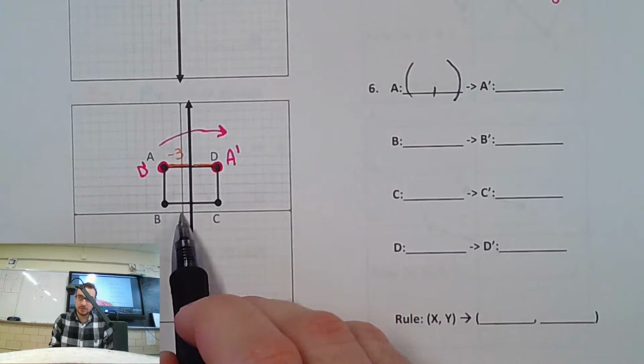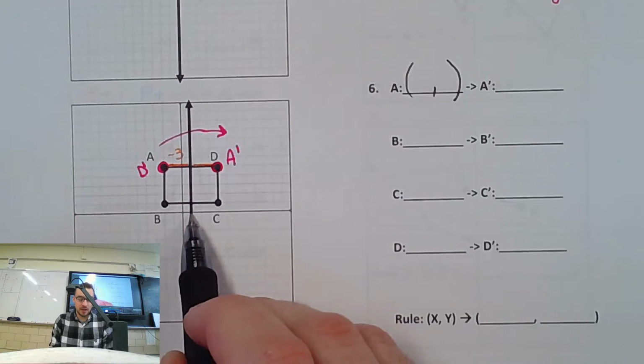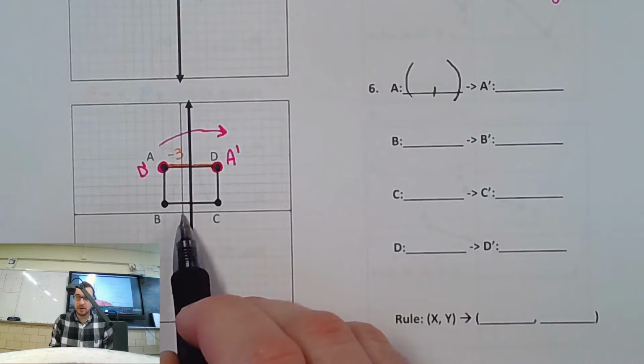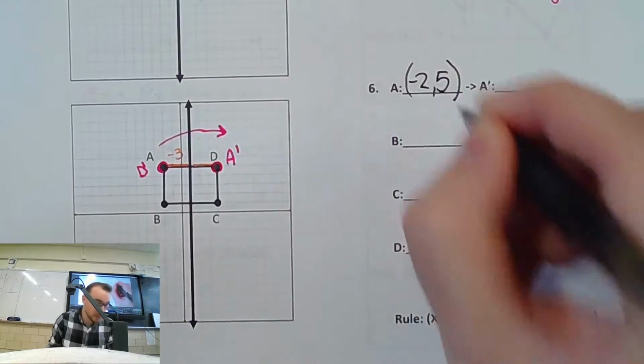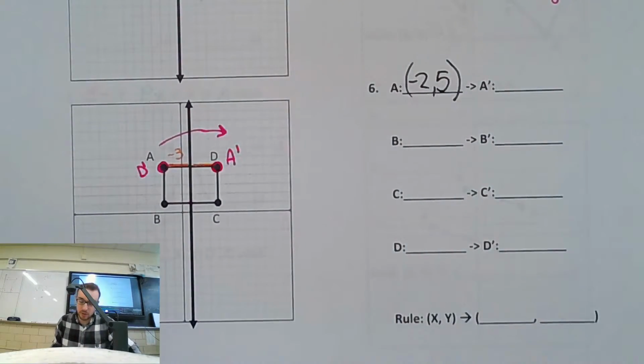Here's the origin. A lot of you guys are going to see that big thick line and start there. That's the line of reflection. To figure out its coordinates, we've got to start at the origin. Here's the origin. So negative 2, positive 5. Don't let that mistake happen to you. Double check your coordinates.